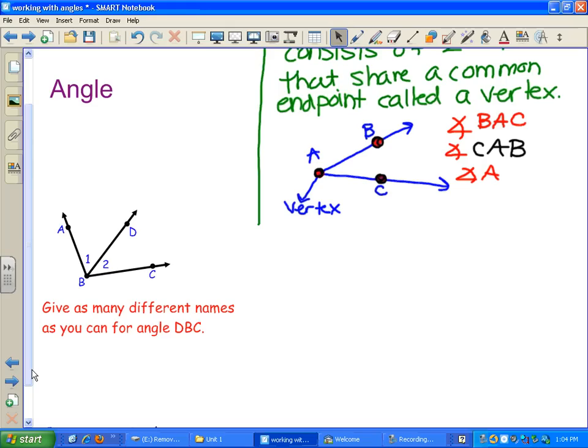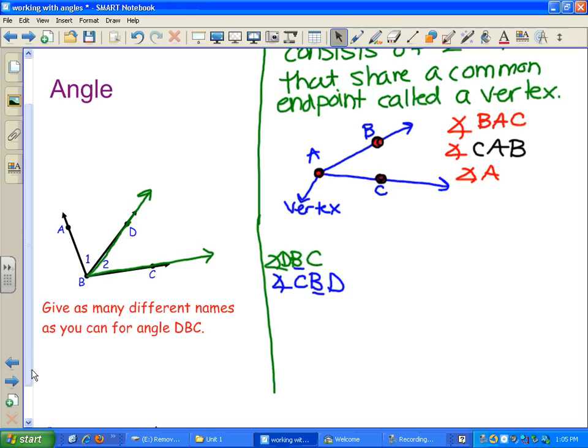Welcome back. Let's go ahead and see how you did. So for angle DBC, that's going to be this angle right here. Well, they gave us one name, angle DBC. We can also go the other way, and I could say that this is angle CBD. Notice how B, the vertex, is in the middle.